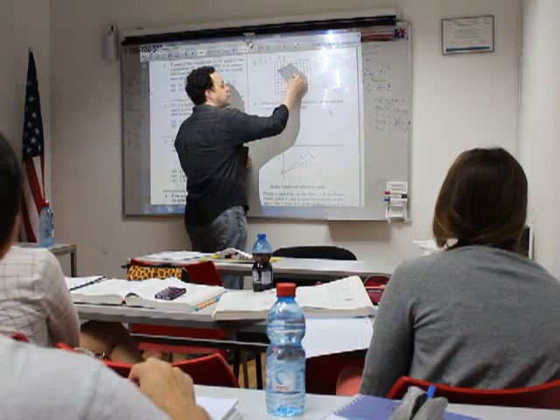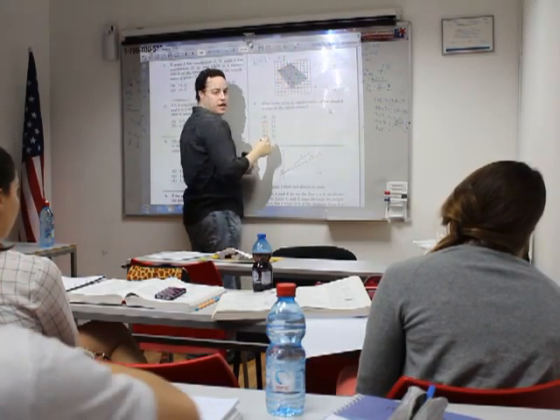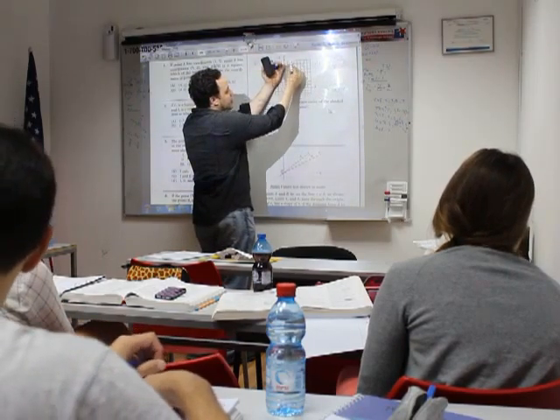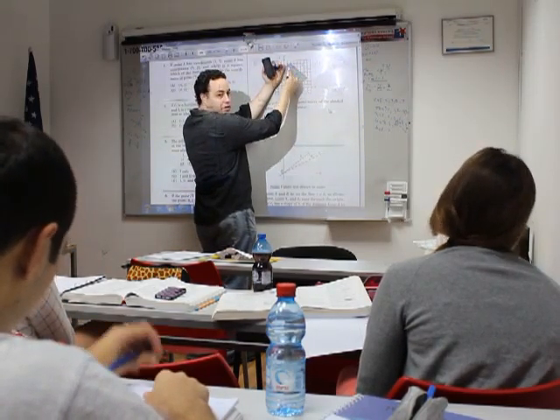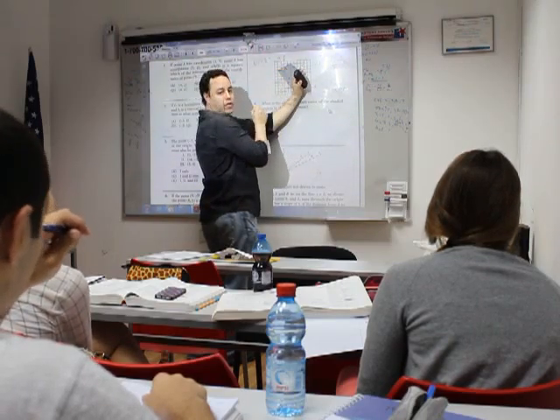We divided this area into 2 triangles. Got it? 2 triangles. This one has a base of 8 and a height of 5, base times height divided by 2. This one has a base of 8 and a height of 4.